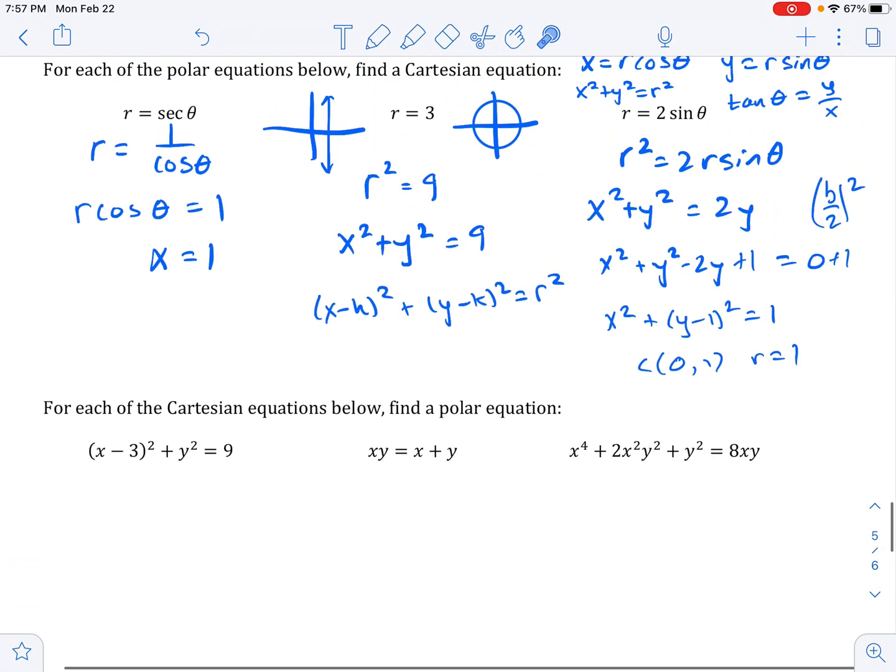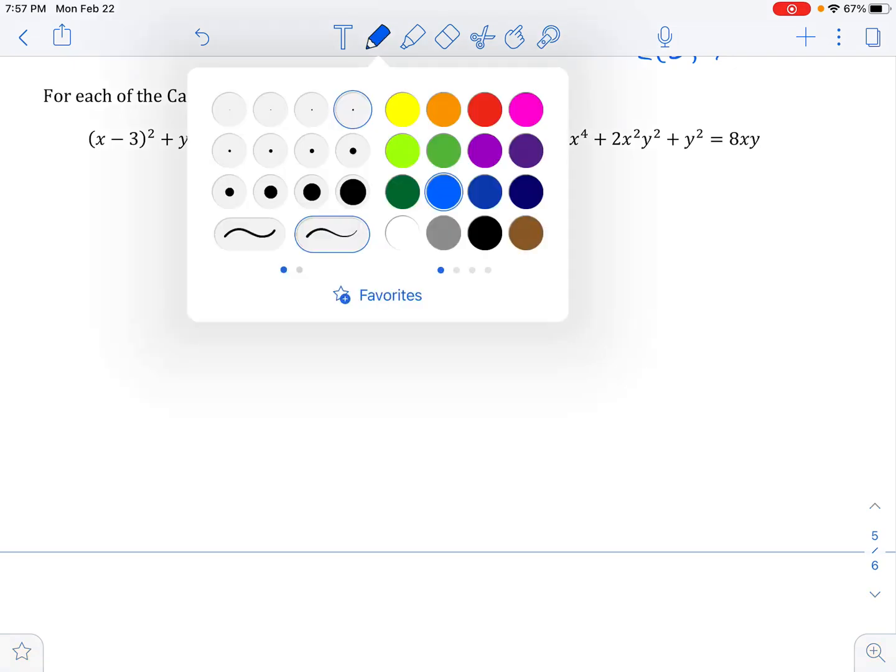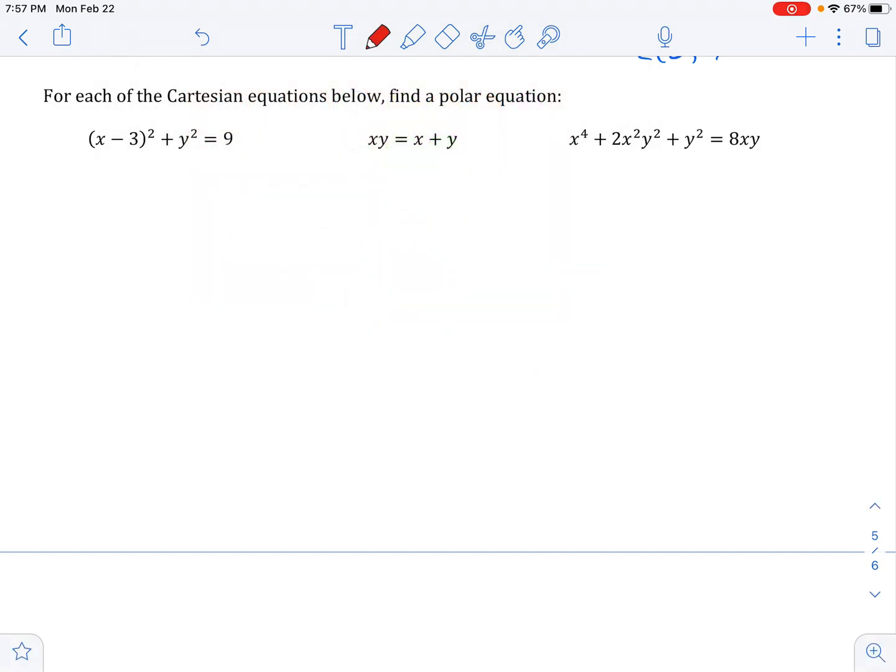Now, something I wanted you to notice is that here the y was shifted, and it's 2 sine of theta. Here the x is shifted, and so you might consider it's going to be some coefficient times the cosine of theta. But let's go ahead and look at how to solve this. And so we're going to have x squared minus 6x plus 9 plus y squared equals 9.